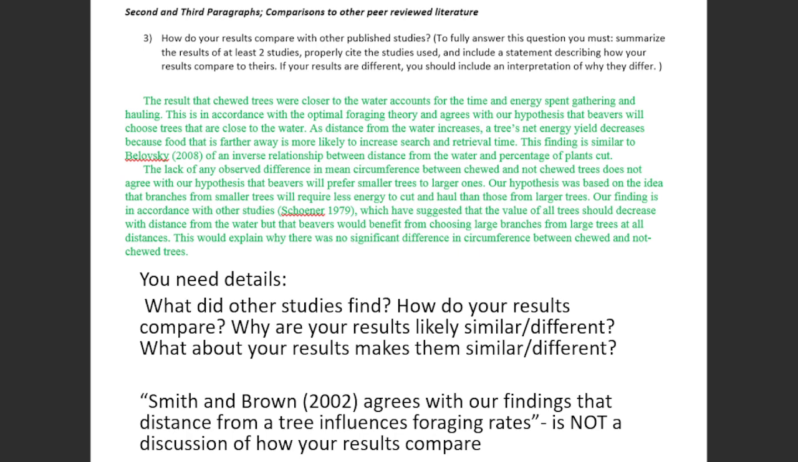So as an example, at the bottom here, "Smith and Brown, 2002, agrees with their findings that distance from tree influences foraging rate" is not how you would do the results. Instead, refer to the green area.